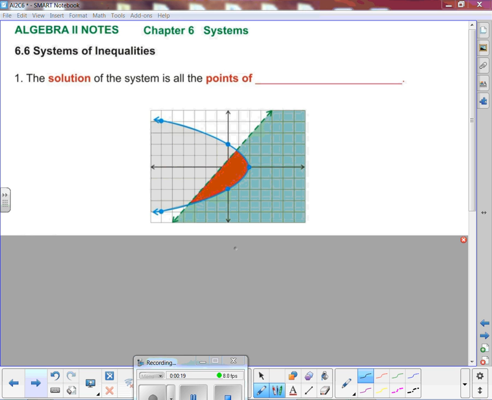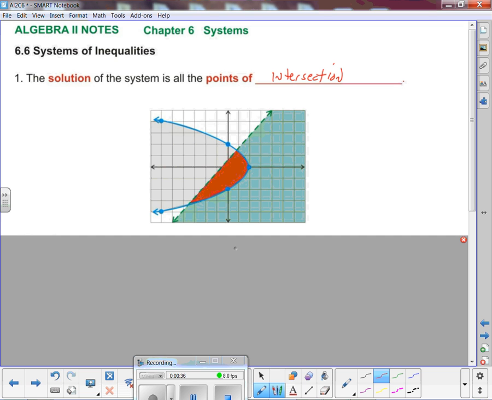the solution. And so, number one there, the solution of the system is all the points of, what would you put in that blank? And hopefully you would say all the points of intersection. All the points of intersection.